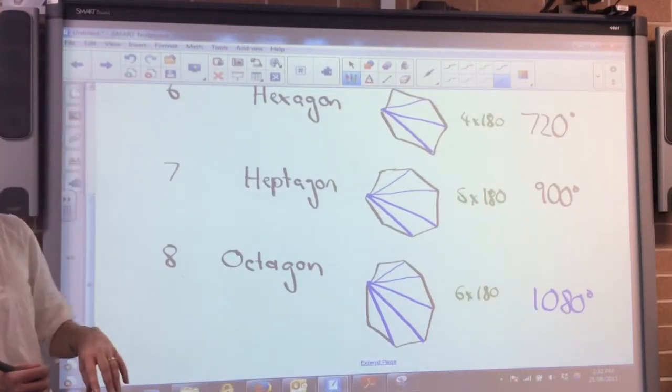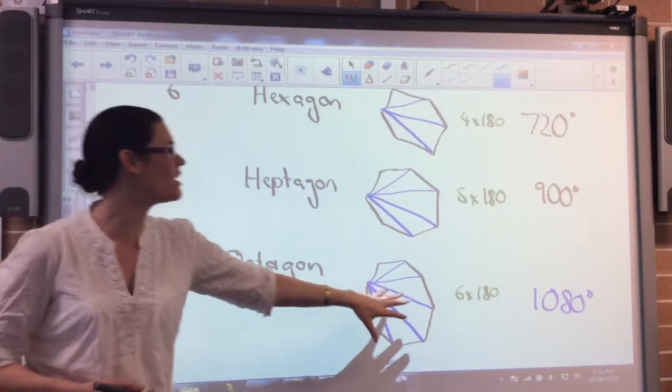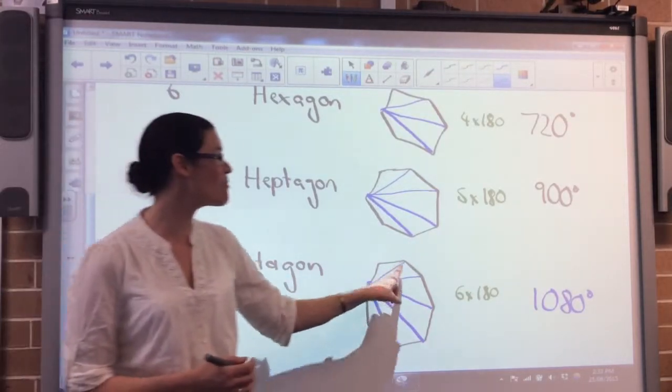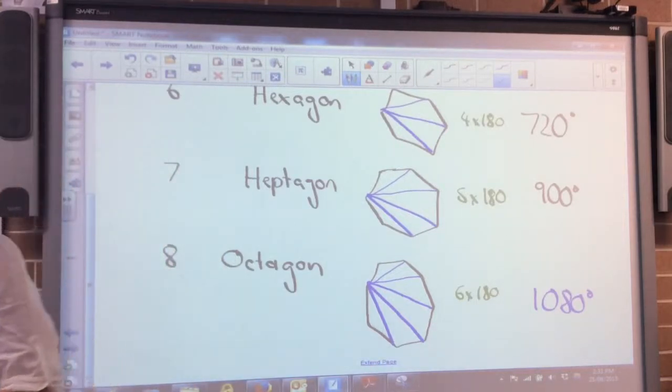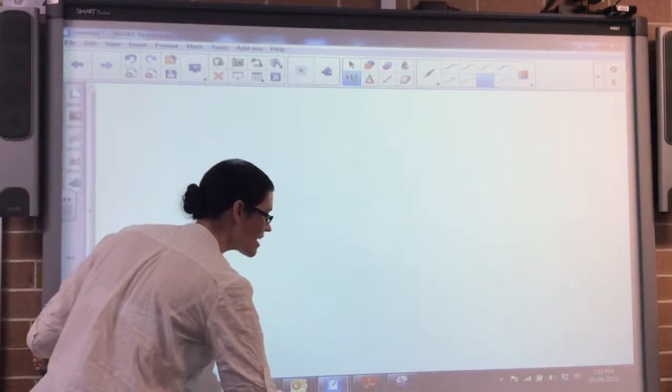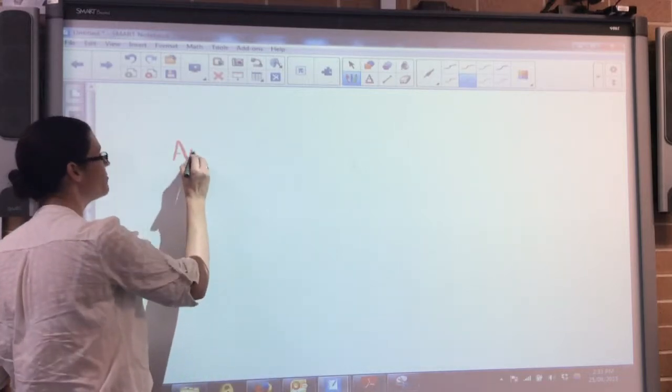When I split the shape into triangles, can you see a relationship between how many sides there are and how many triangles it makes? It's always 2 less. So we don't need to draw them anymore. I could ask you to find the angle sum of a 23-sided shape and it would just be 21 times 180. That's created a pattern which we're going to have as our rule for the angle sum of a polygon.